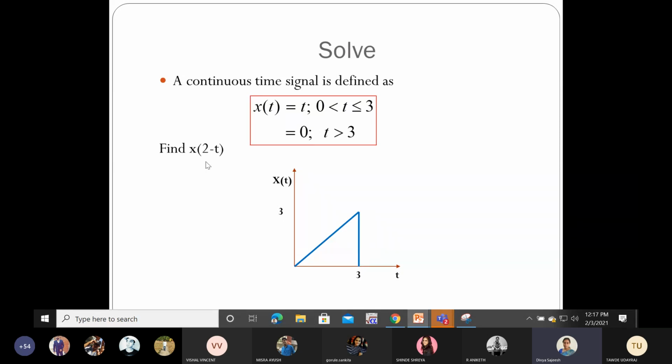Now you are told to find out x of 2 minus t. So here two operations are coming. Normally you say t minus 3, t minus 2 like that. But now they have interchanged it. It is x of 2 minus t. So I can rewrite it as minus t plus 2. I can write it in the form x of minus t plus 2. So you have to do the minus t, that is the reflection of the signal, and you also have to do the advancing of the signal.